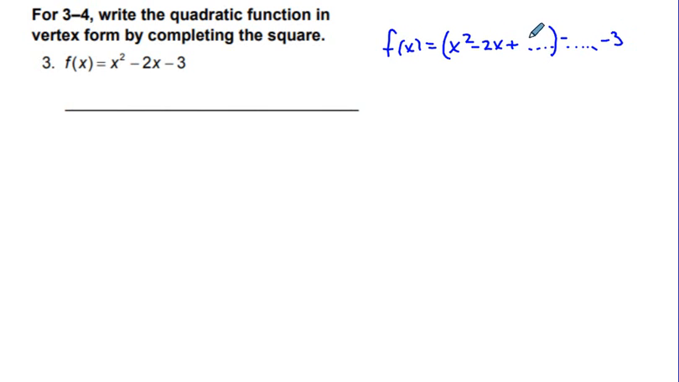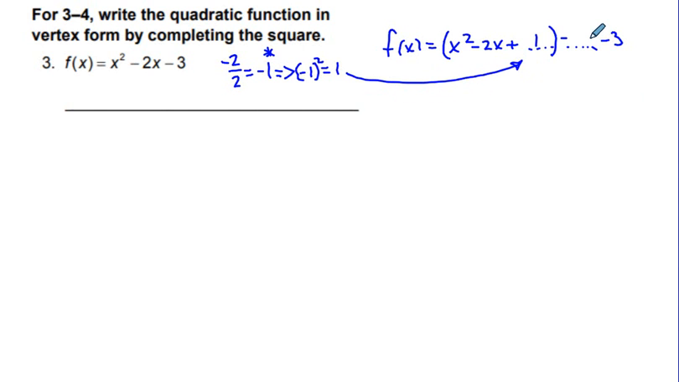So what we're going to do is place inside these parentheses here a value, and that value is going to be determined by taking that middle term, in this case the coefficient of that, -2, and divide that by 2 and get -1. And I'm going to asterisk that -1. Then we're going to take that -1 and square it to get 1. So 1 is the value that goes right here.